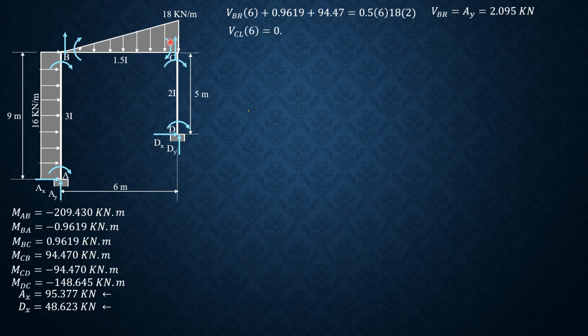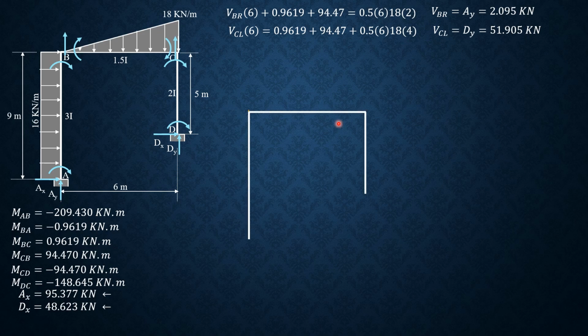So shear just to the left of C, counterclockwise equals clockwise moment. So it is equal to MBC plus MCB plus moment of the load, 1/2 or 0.5 of 6 times 18, 2/3 of 6 is 4, the moment arm. So shear just to the left of C, which is equal to Dy, equals 51.905 kilonewtons. So we are now ready to sketch the shear diagram.